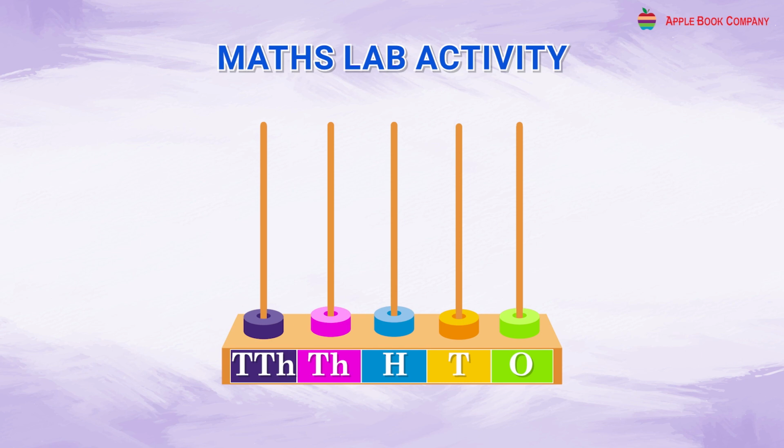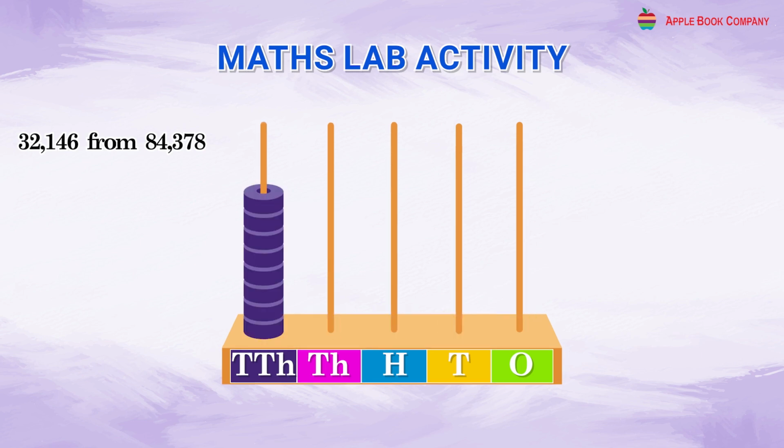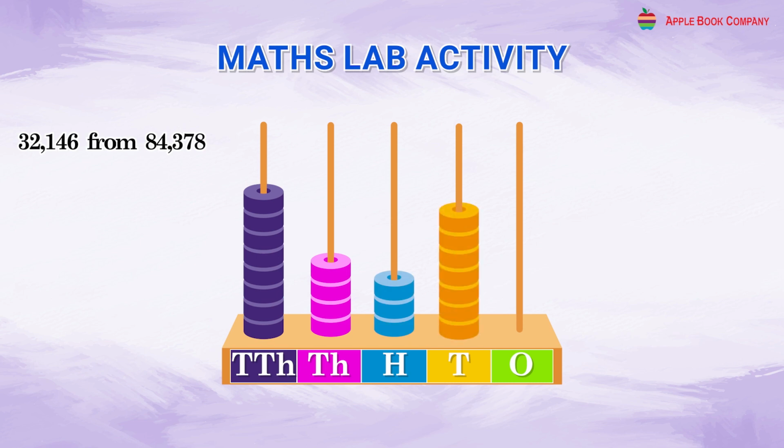Let us subtract, for example, 32,146 from 84,378. Form the greatest number on the abacus, having 8 dark blue beads on the 10,000 stick, 4 pink beads on the 1000 stick, 3 blue beads on the 100 stick, 7 yellow beads on the 10 stick, and 8 green beads on the 1 stick. To subtract 6 ones from 8 ones, remove 6 green beads from the 1 stick, leaving 2 green beads.